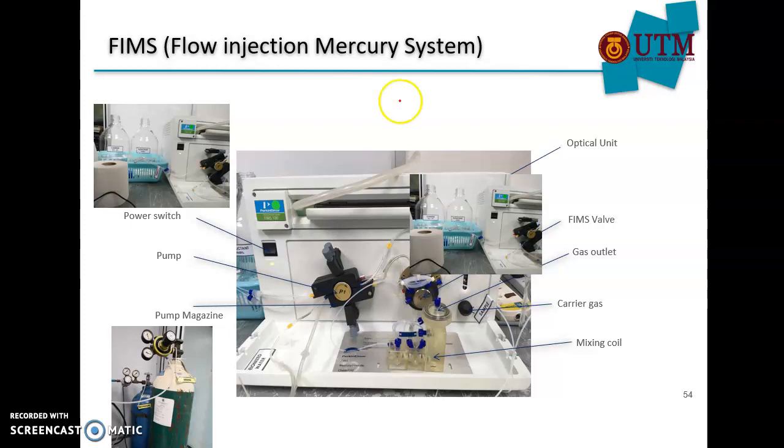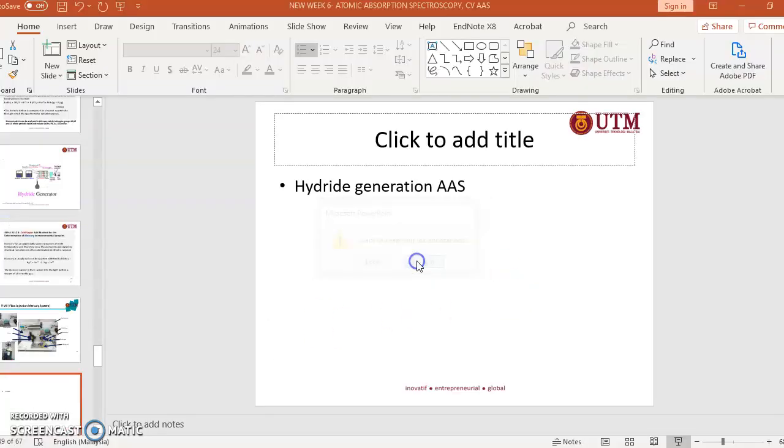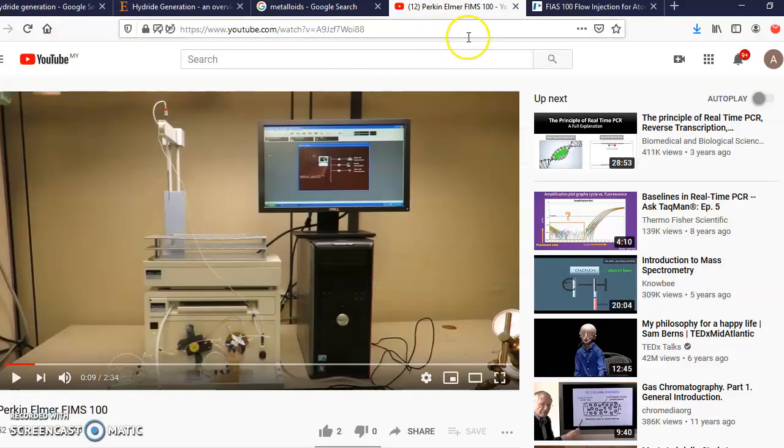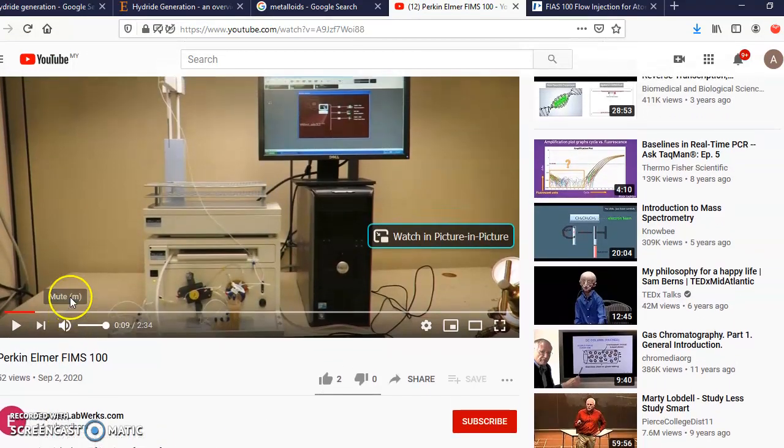So this is how the flow injection mercury system looks like. It is a very small instrument with a peristaltic pump and tubings all over the place, and this is the mixing chamber. The mixing is happening outside of the instrument body. Let us see the video on the Perkin-Elmer flow injection mercury system.